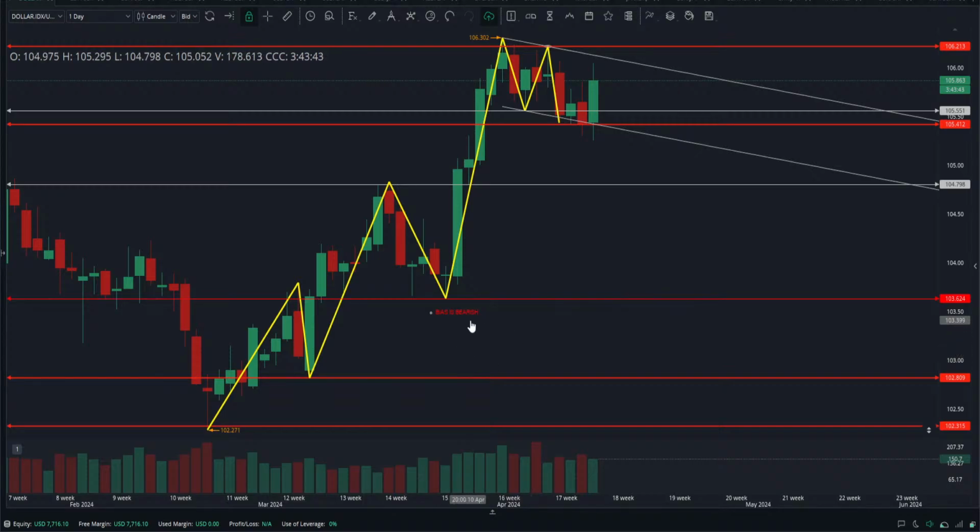So the bias is bearish. Actually, I think we should not say the bias is bearish. Based on the daily, the bias is bullish. But if you take this price action on the daily from here, then it is bearish. So understand the difference between these two.